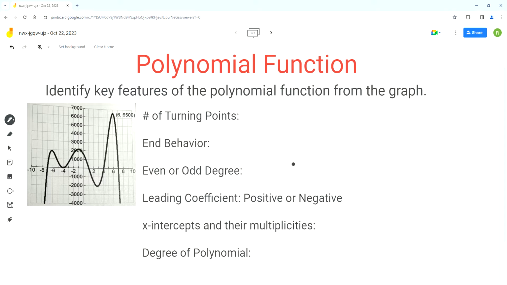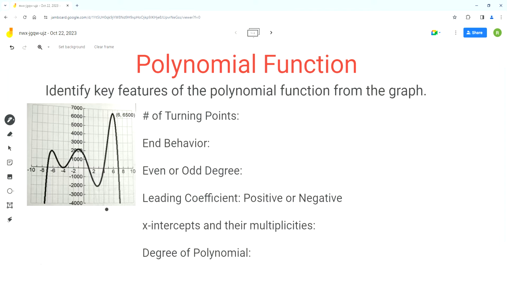Hello everyone. So in this video, we'll find the key features of a polynomial function from the given graph. So the first thing we have to find is the number of turning points. Turning points are points where the graph changes direction.